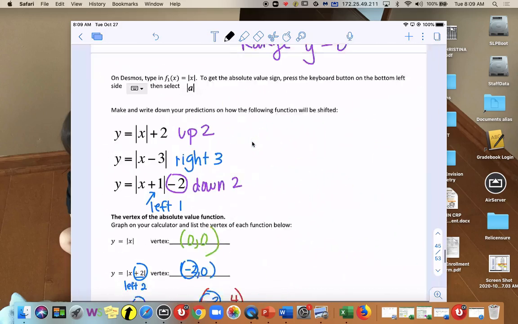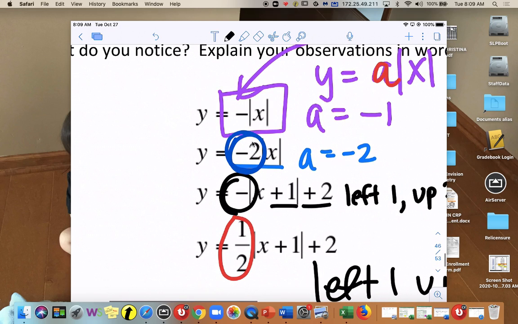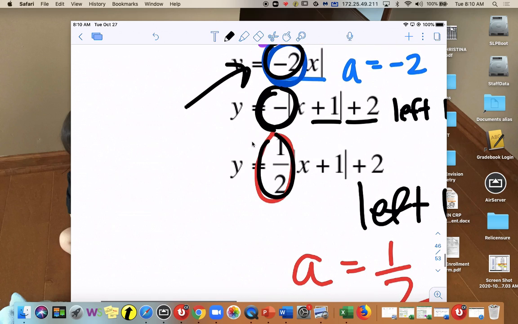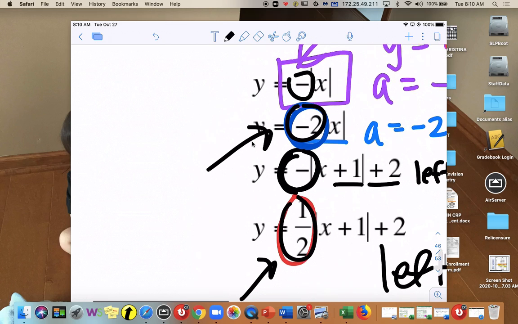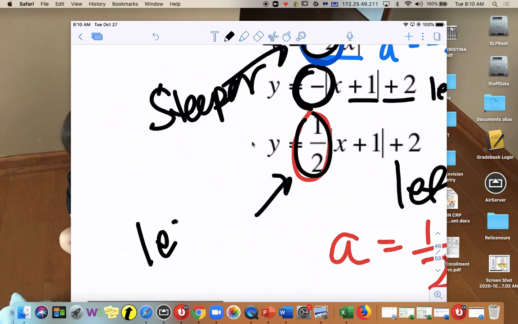We know the up, down, left, and right shifts remain the same. So the A value, this number in front of the absolute value, if it's bigger than 1, it's going to be skinnier. And again, we're looking at the absolute value of that number. So you look at the positive value here, the -2 is 2. Bigger than 1 is going to be skinnier. If the number's less than 1, like the 1/2, it's going to be fatter or wider than the original because it's less steep. This one's steeper, so it's skinnier. This is less steep, so it's fatter.